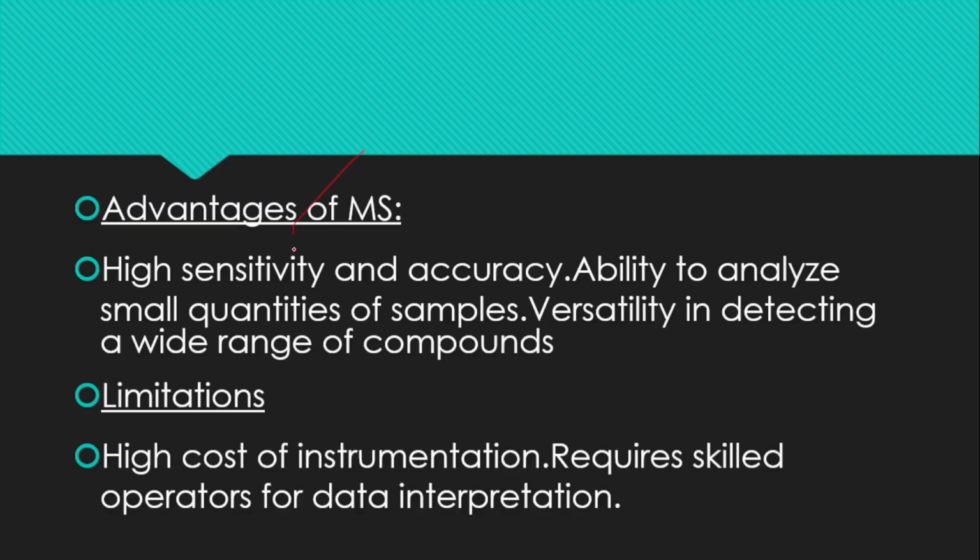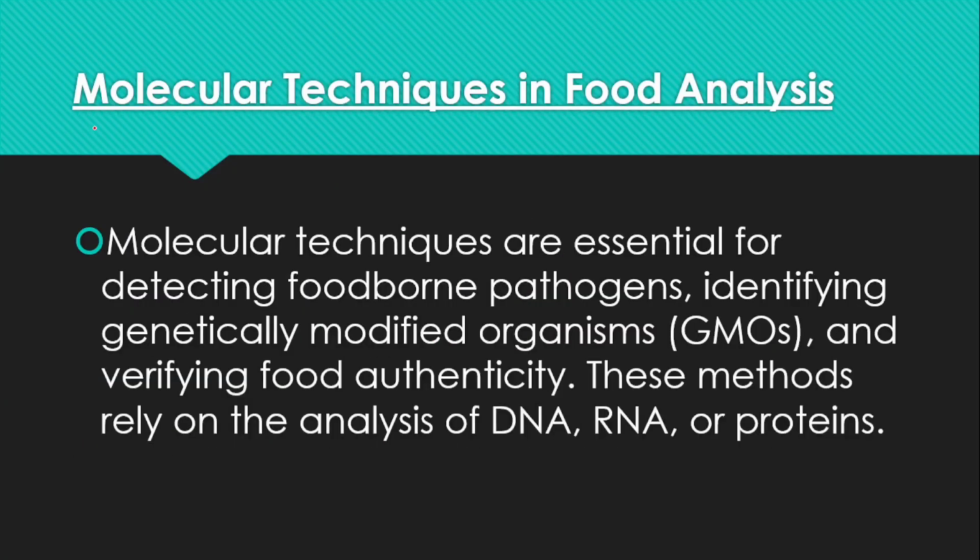Coming to the advantages of mass spectrometry, it is highly sensitive and accurate, able to analyze small quantities of samples, and versatile in detecting a wide range of compounds. Coming to the limitations, it is highly costly and requires skilled operators for data interpretation.